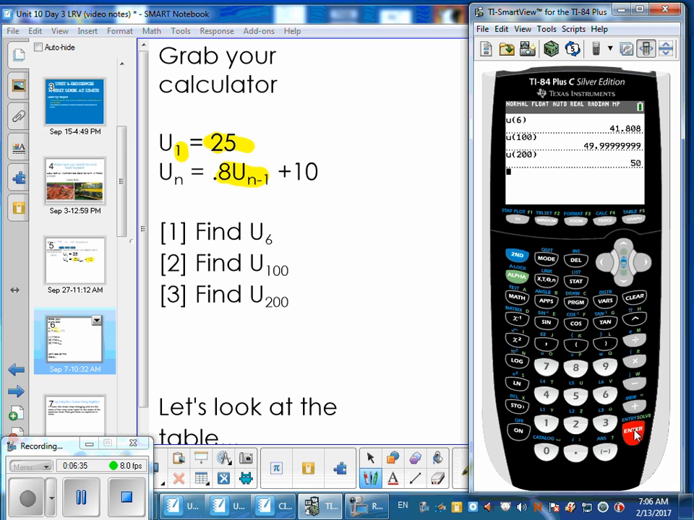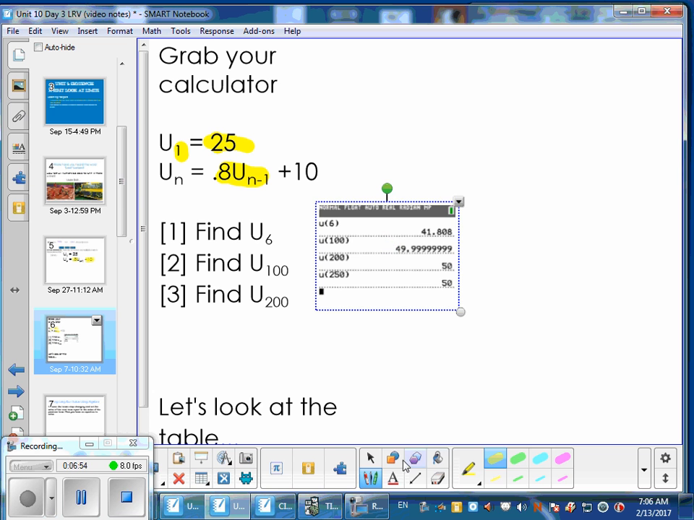And if you look at U100 and U200, it looks like it's getting close to 50. So the long run value, if we try like U250, that should give us 50. So that means we found the long run value here. So our long run value is going to be at 50.